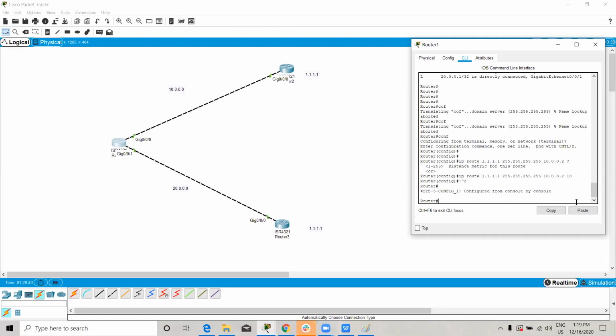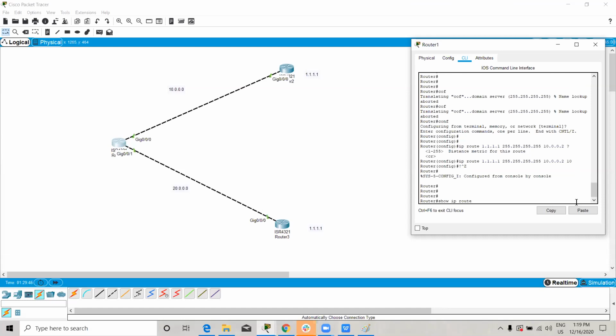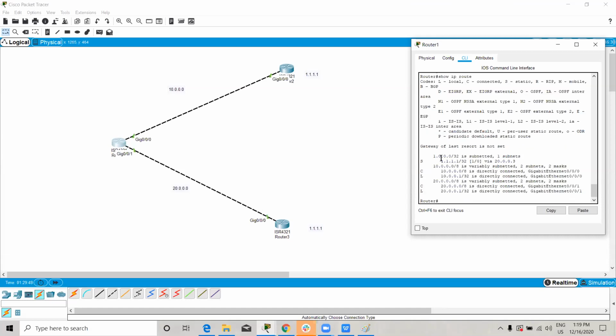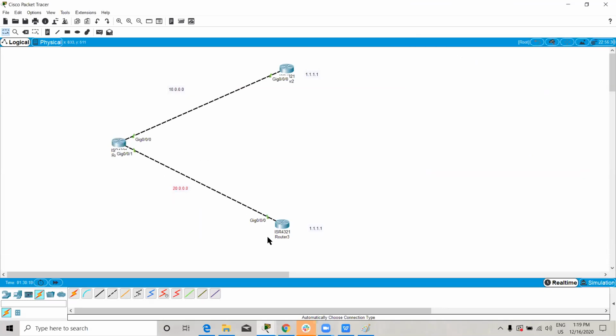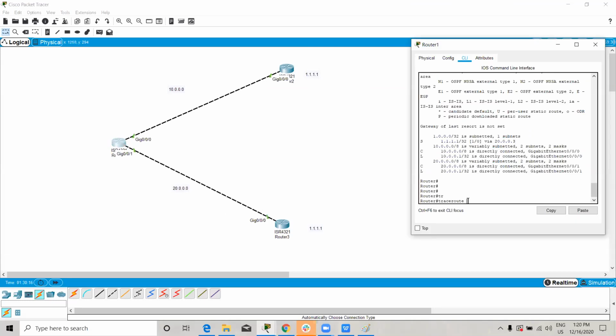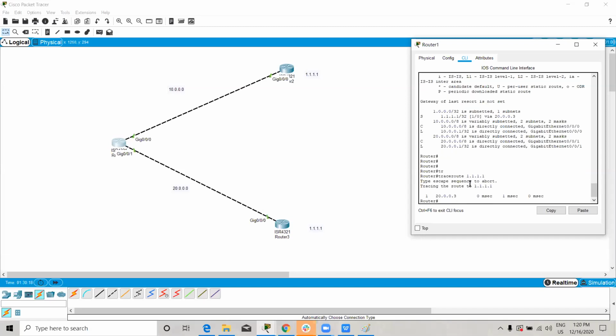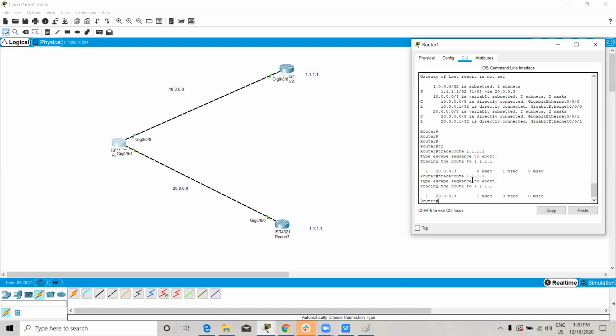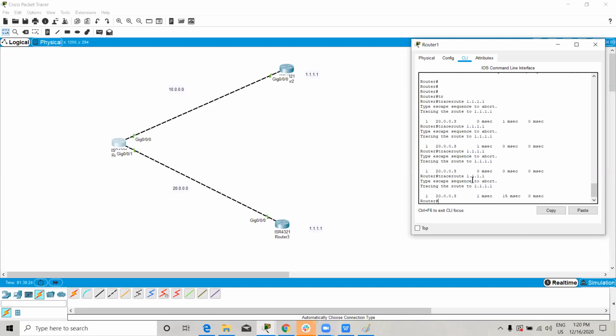Now our AD value is changed, and here I can run show IP route. Now you can see this. Our destination is 1.1.1.1/32. AD value is 1. Metric is 0 via 20.0.0.3. It means we have only one best path available, 20.0.0.3. And now all the packets are sent via 20.0.0.3. First packet 20.0.0.3, second packet 20.0.0.3.